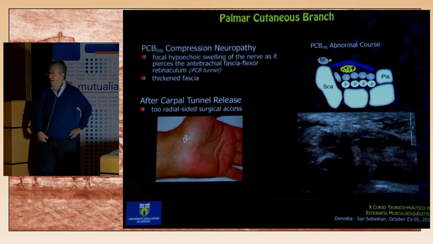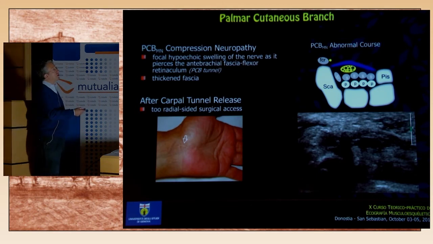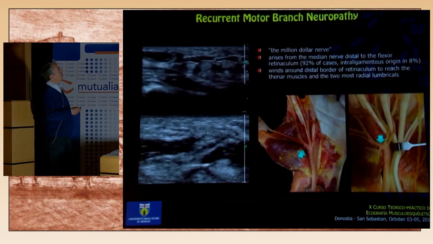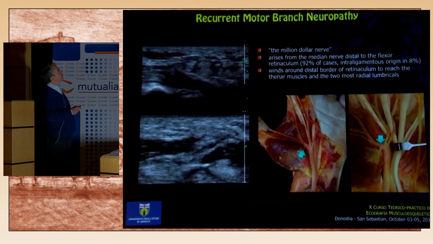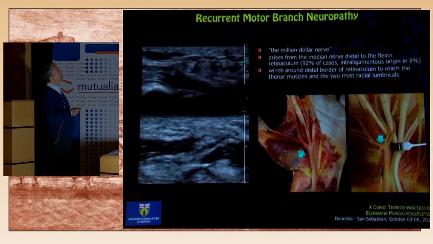If you go there and you cut the palmar cutaneous branch, because the palmar cutaneous branch passes just superficial to the median nerve in this area. And this is an example of a thickened recurrent motor branch, entrapped just distally when the nerve exits the tunnel.